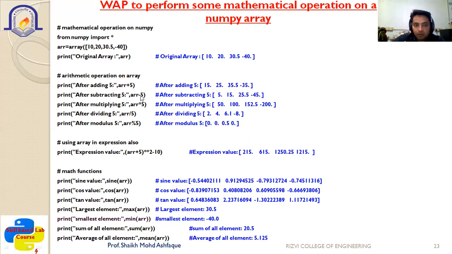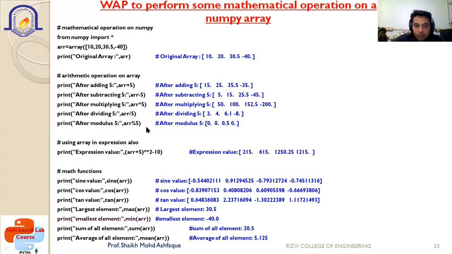Similarly, for arr minus 5, print after subtracting. Here you can see 10 minus 5, 5; 20 minus 5, 15; then 30.5 minus 5, 25.5; then minus 40 minus 5, minus 45. Similarly, you can perform arr multiplied by 5, arr divided by 5, arr modulo 5, on each and every element. So if you have any set of data on which you want to perform such operations, you can declare it and perform those operations.